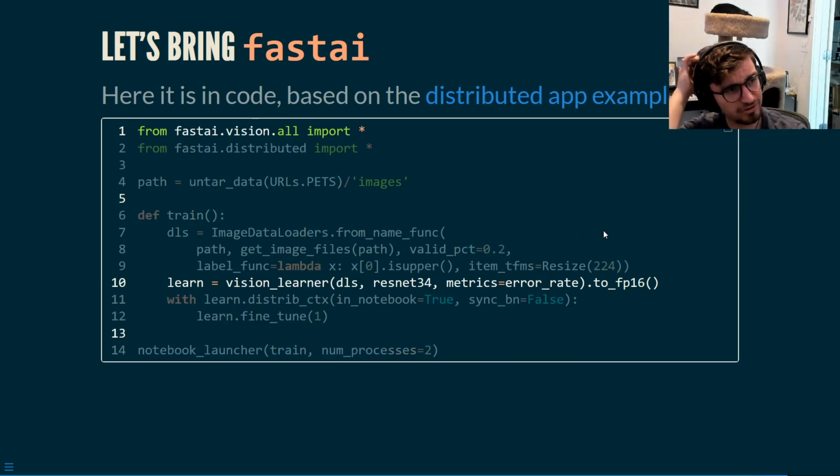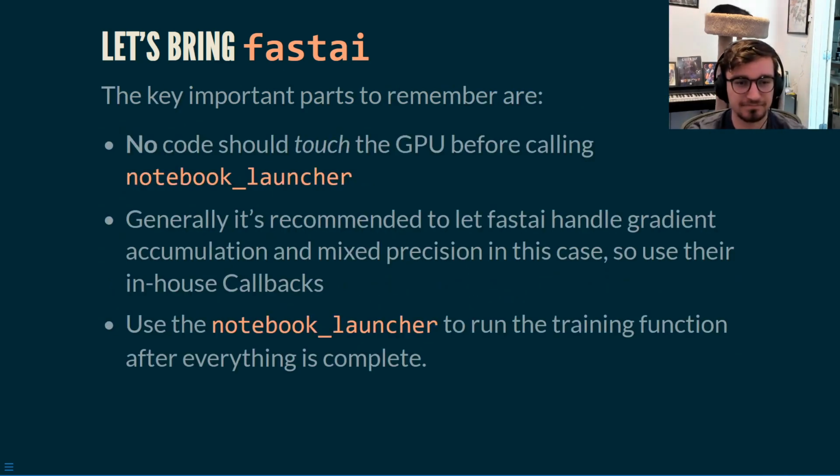Now, something important to note here is Accelerate can handle mixed precision for you. However, Jeremy has preferred that we use FastAI's mixed precision instead of Accelerate's. And so generally it's recommended when using Accelerate with FastAI to use the FastAI callback system as a priority rather than Accelerate. And a few more important notes on this.